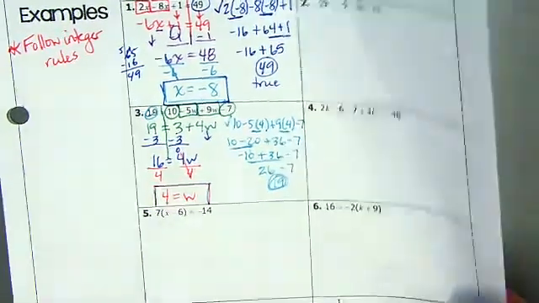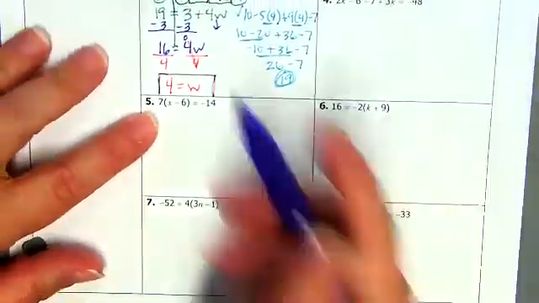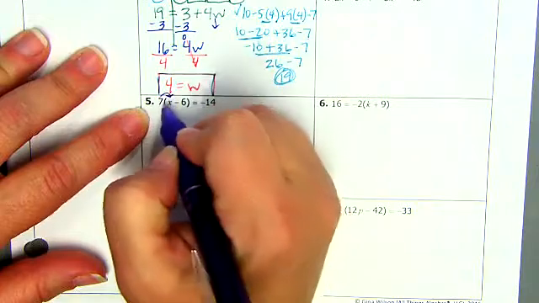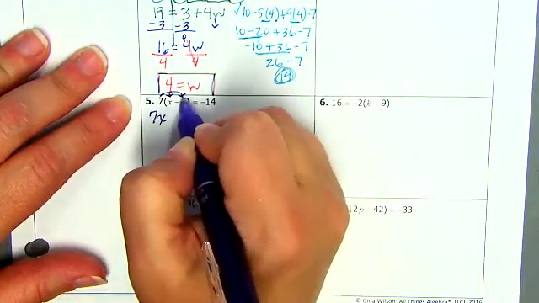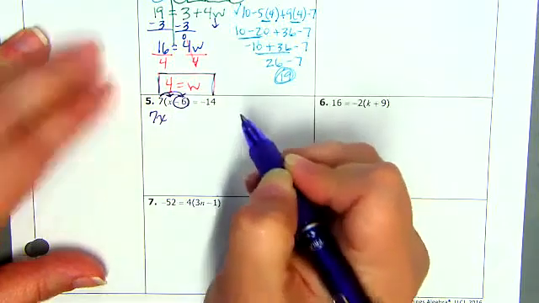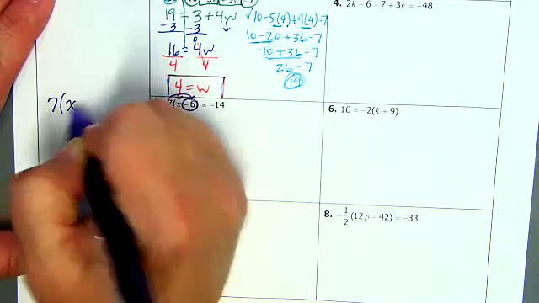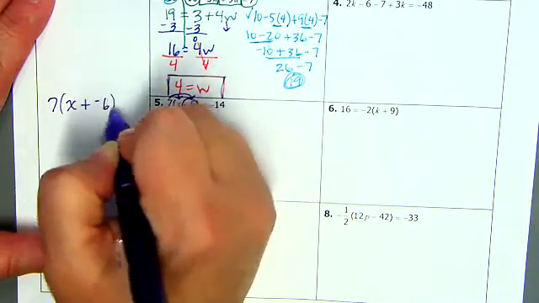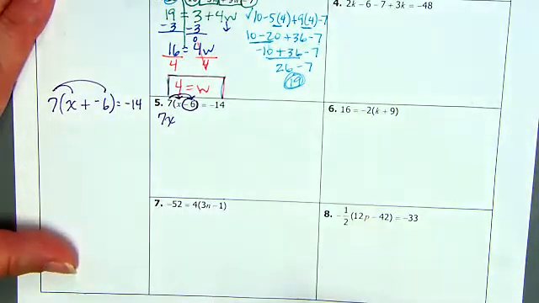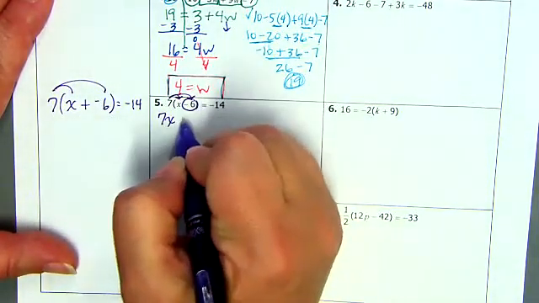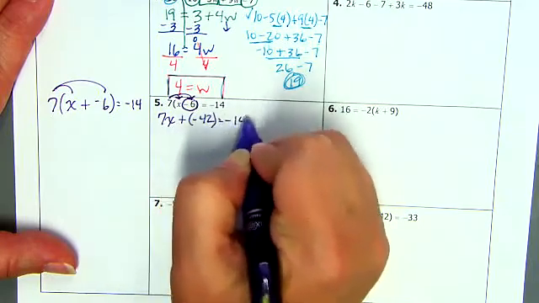Okay, now notice none of these have needed distributing. Now we are going to have to distribute here. So I'm going to do 7 times x, that gives me 7x. 7 times, remember, this is a negative 6. So if it helps, change this to where you think of it as 7, open parentheses, x plus negative 6, equals negative 14. And then do your distributing. So I'm going to have a plus a negative 42 equals negative 14.